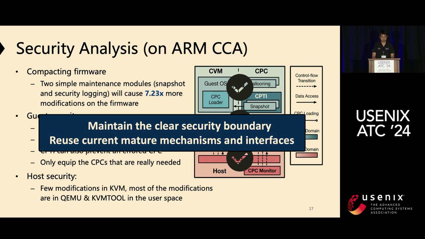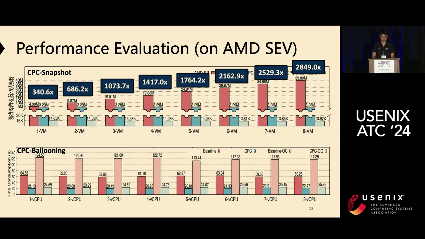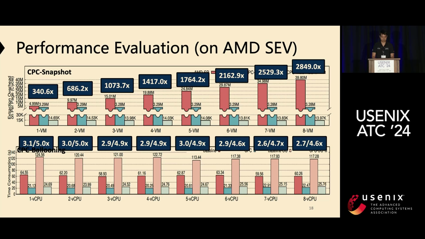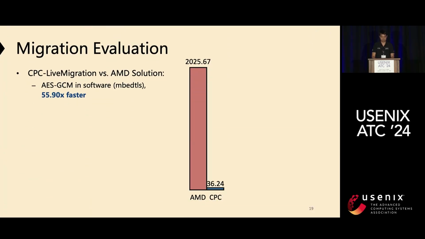In our performance tests on the AMD platform, as just mentioned, there is a 340 times performance increase in snapshots, and it can be further increased as the number of VMs gets higher. In the memory reclamation scenario, if the guest is busy, then the existing solution will suffer from severe performance disruption, whereas CPC is able to maintain up to 3 times faster than current solutions. We further measured the overcommitting scenario, and CPC gets more improvement. Finally, the live migration test.